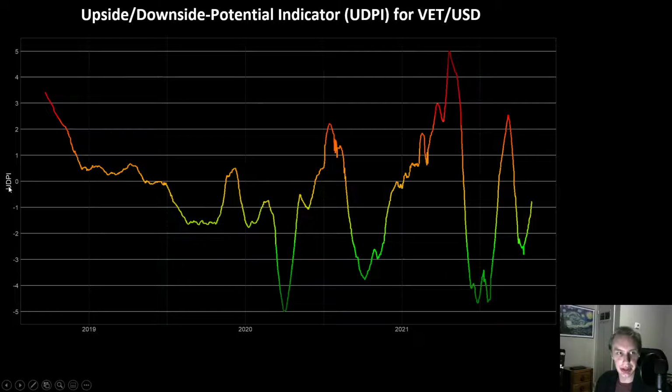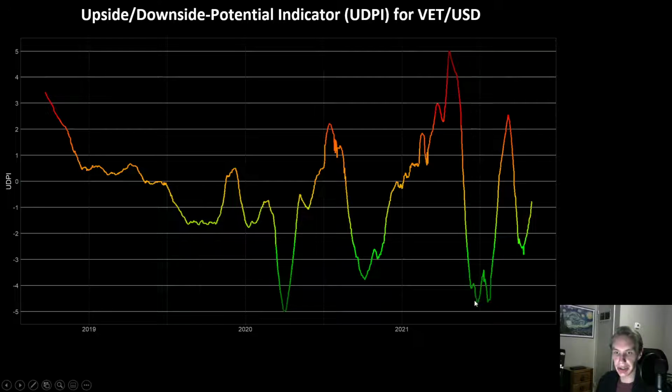So on the y-axis, I just have the UDPI graphed, so 5 being high risk, -5 low risk. And then what we can see is that, similar to what we saw on the price action chart, the UDPI really bottoms out at these low risk zones. So for example, the March 2020 correction, where VET went way down and then had a big bounce off of that. It really bottoms out there. It bottoms out here in around November of 2020 as well. That preceded that massive rally into the spring.